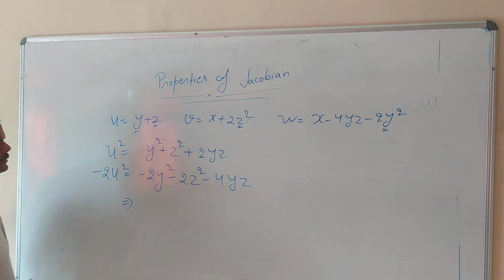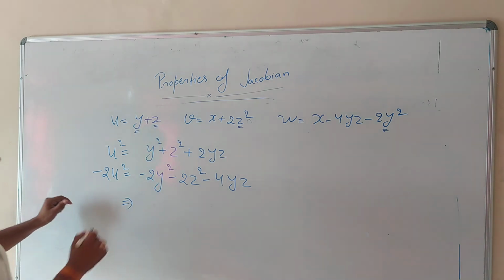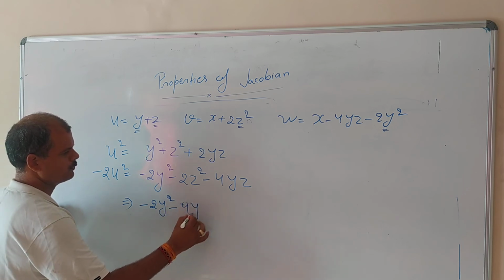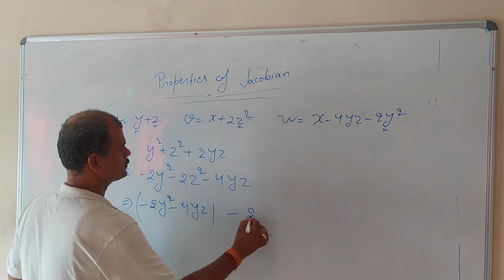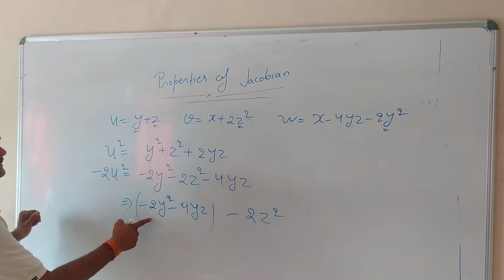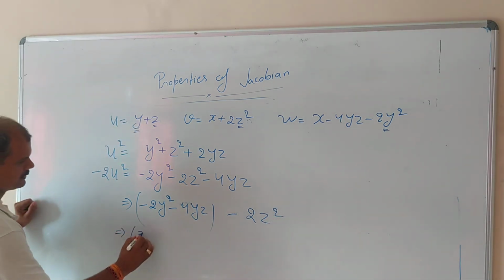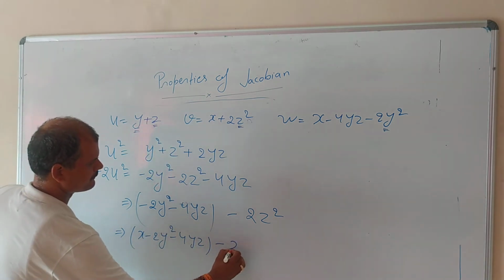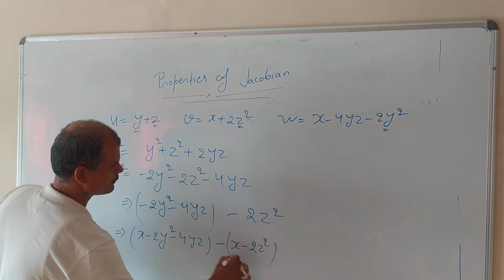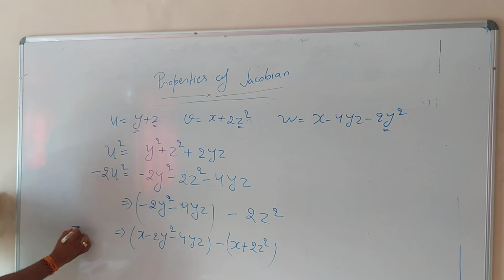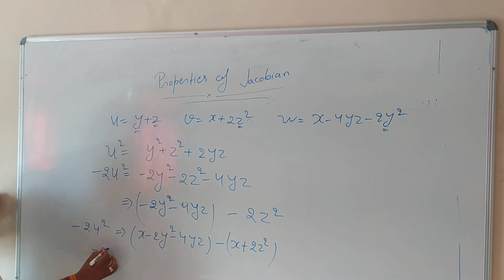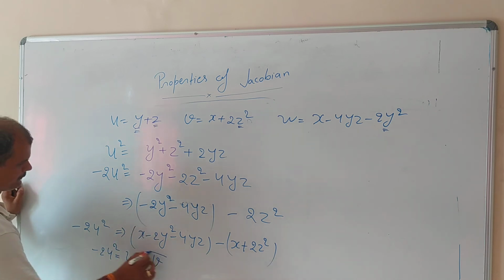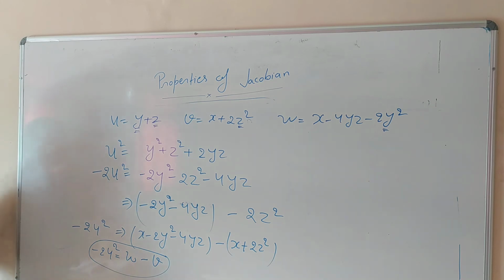Now this is y square minus 2y square minus 4yz minus 2z square. Here x is not there, so we'll add x, and subtract x. So you can take common, and this is the minus 2u square. So we get minus 2u square equals w minus v. So this is the relation between u, v and w.